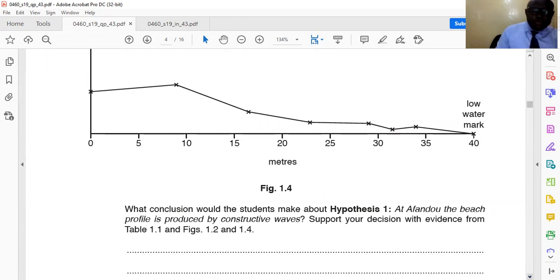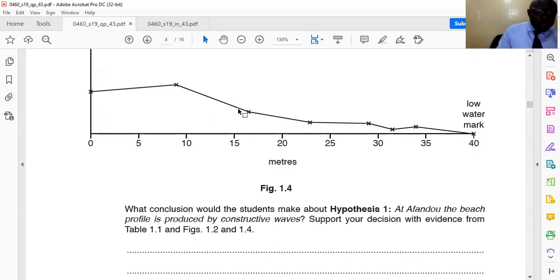Hypothesis one: at Afadu beach, the peak profile is produced by constructive waves. Yeah, I think that is correct. The hypothesis is true. As you can see, this looks like a constructive beach. Look at it, you can see the shape is building up. So the hypothesis is true. Afadu beach profile is produced by constructive waves.